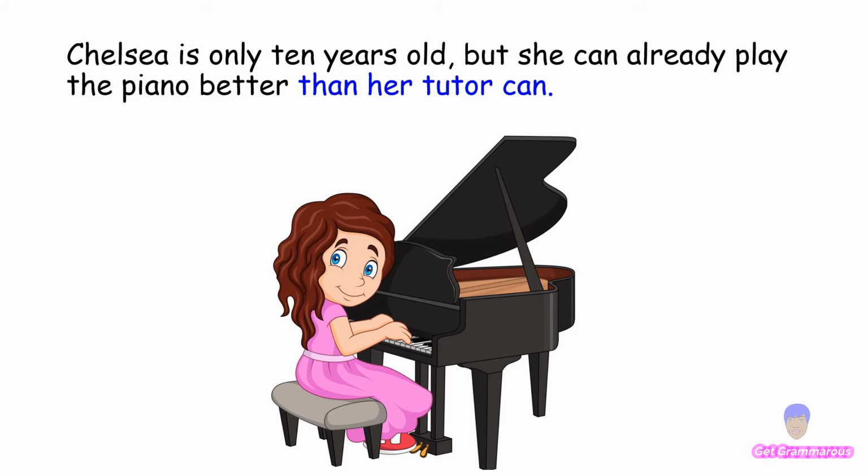Another example. Chelsea is only 10 years old, but she can already play the piano better than her tutor can. Than her tutor can is a subordinate clause. Chelsea is only 10 years old is an independent clause. She can already play the piano better is another independent clause. Because this sentence has two independent clauses and one subordinate clause, it is considered a compound complex sentence.